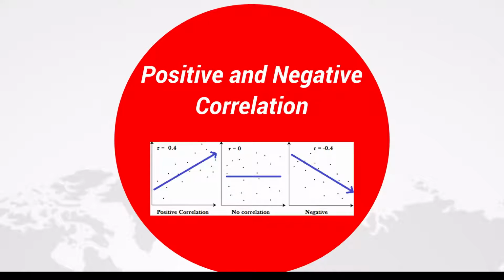As depicted by the no correlation chart, some scatter charts may have points that are all over the place. In this case, the two variables, the independent and the dependent, may not be correlated at all.